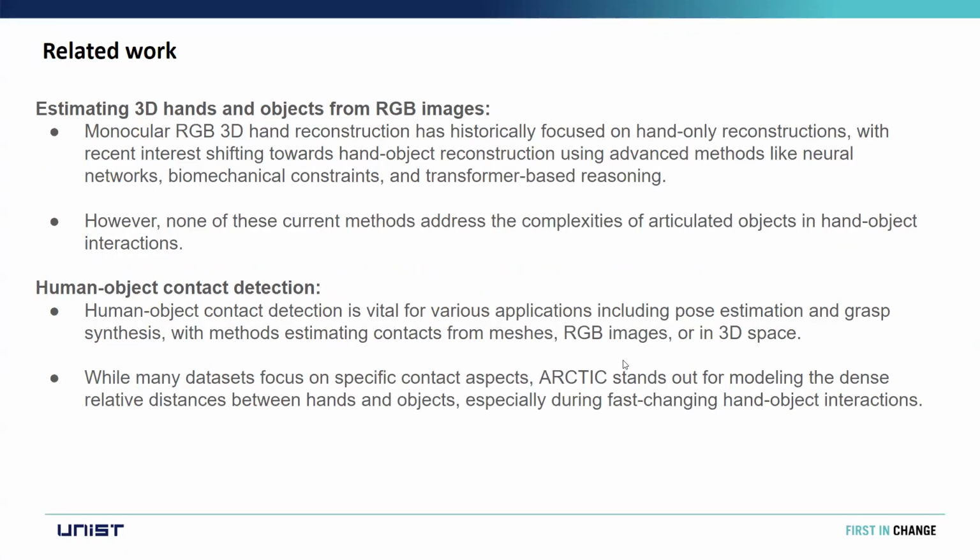We also have methods for estimating 3D hands and objects from RGB images. But these methods don't really use transformer-based reasoning. On this ARCTIC dataset, however, the current method addresses some of the complexities of articulated objects in hand-object interaction. We also have human-object interaction detection.